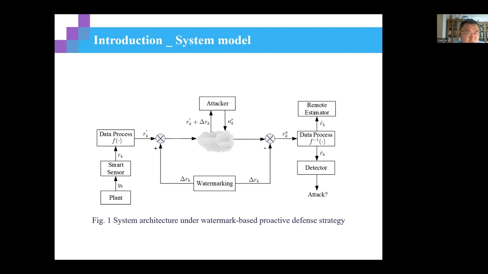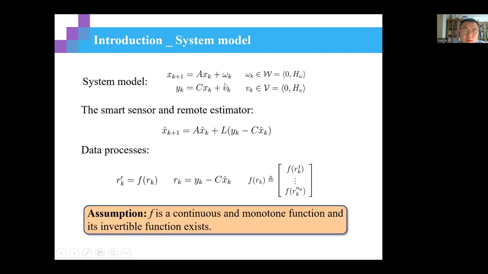Before the estimation, the residue is computed, and then the decode. So we want to design some functions to improve the attack detection rate. This is watermarking, which is used to achieve this aim. The system model is a linear system. The control input u_k is not taken into account, but the results proposed in our research can also be extended to the situation where the control input is considered.